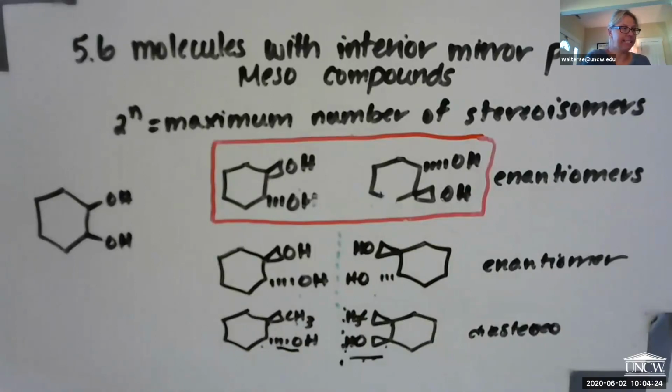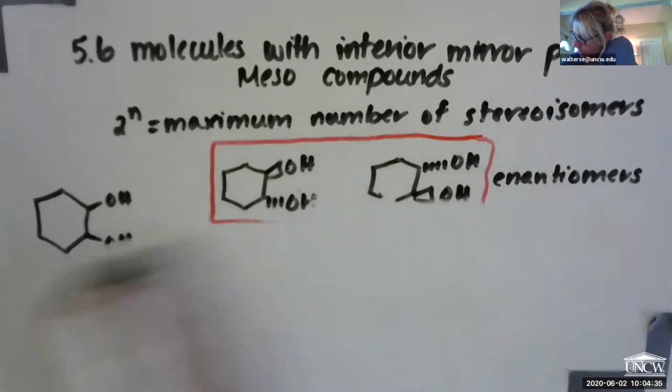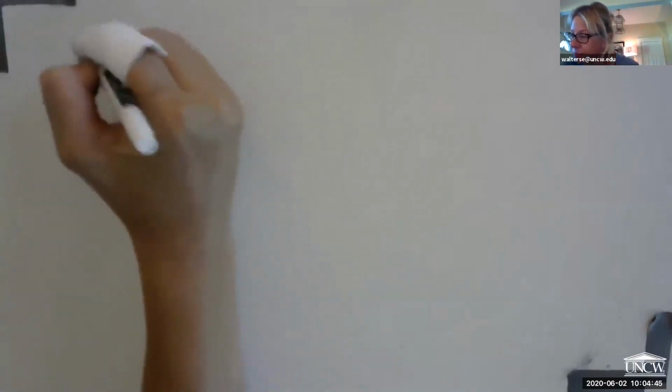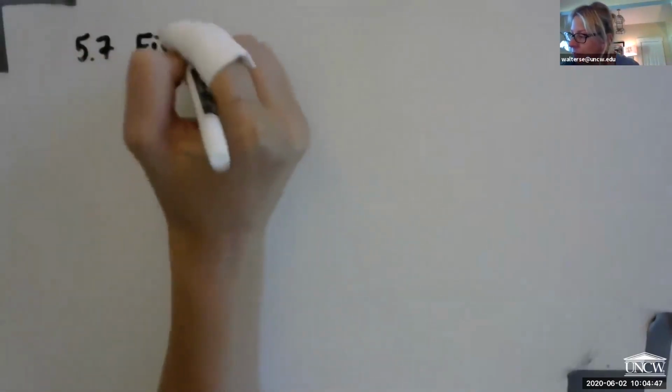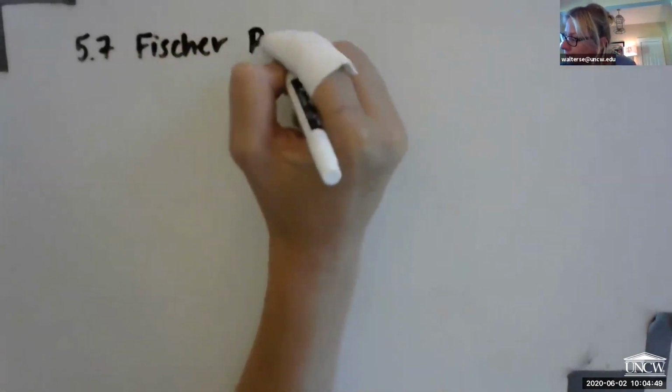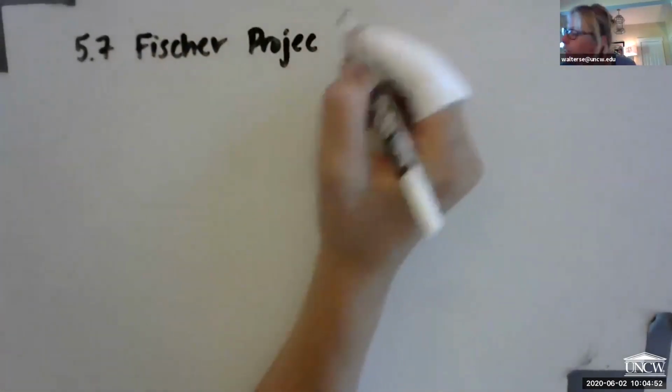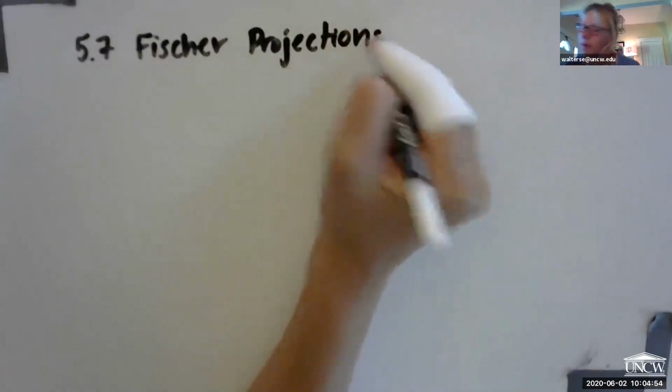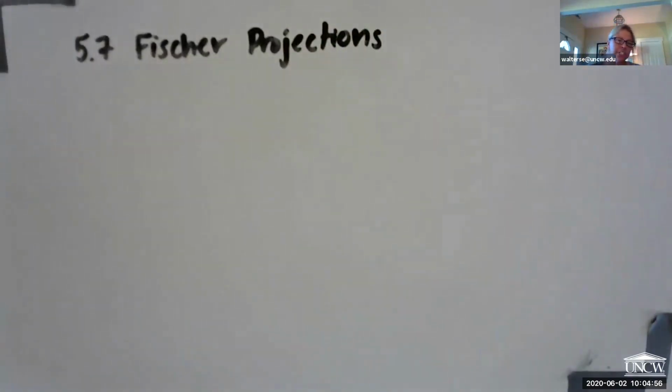Okay, so the last thing we're going to do is talk about what's called a Fischer projection. These are not the same as Newman projections, but Fischer projections. So this is section 5.7. Fischer projections, okay?